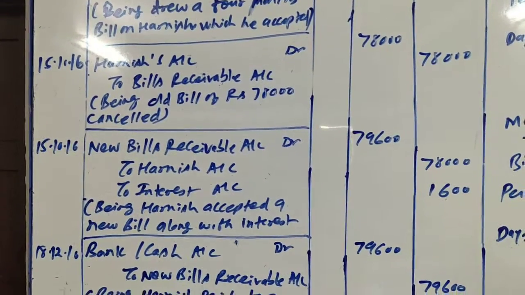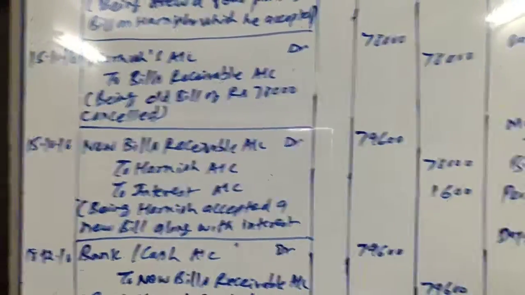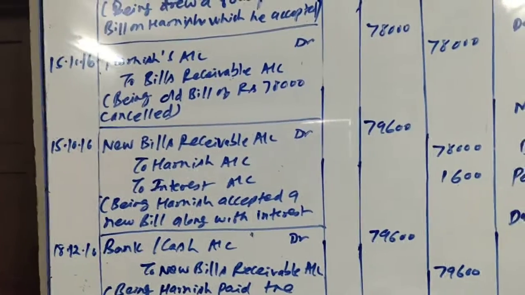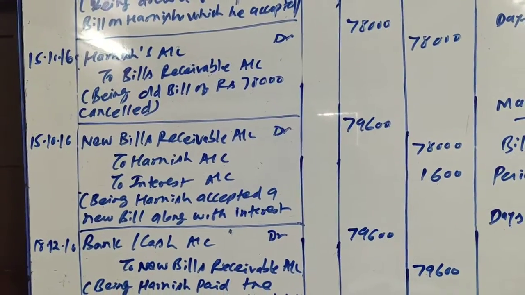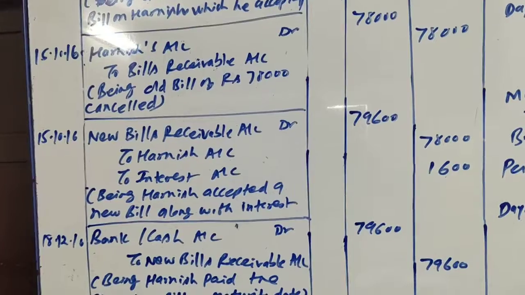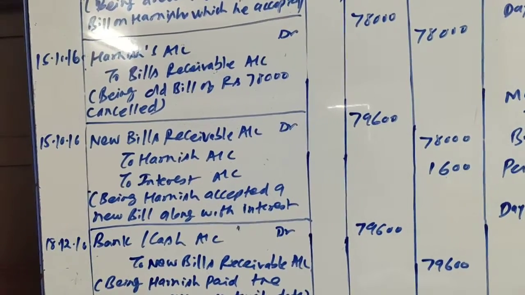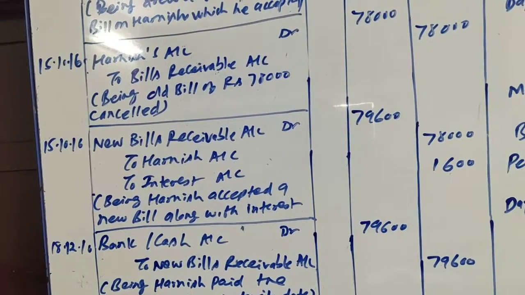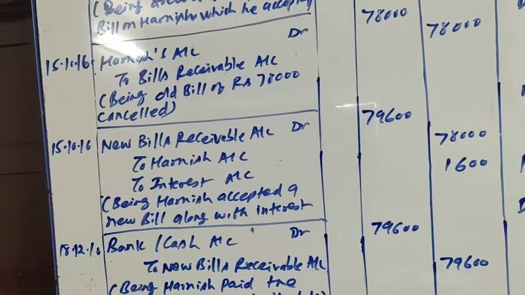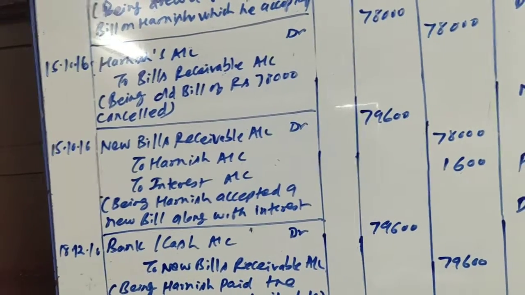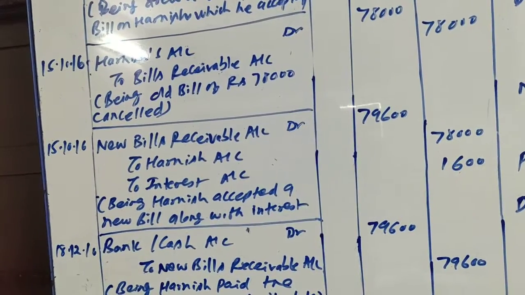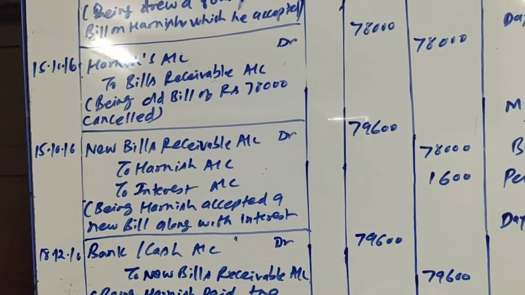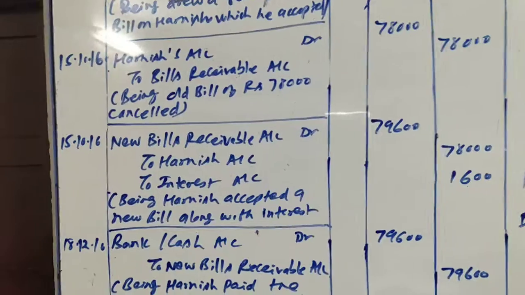Or else, instead of this entry you can pass two separate entries, where the first entry will be for interest due and another entry for receiving the new bill. The first entry will be Harnish account debit to interest account 1600 being interest due on bill cancellation, and the next entry will be new bills receivable account debit to Harnish account 79,600. Here we have passed the combined entry.